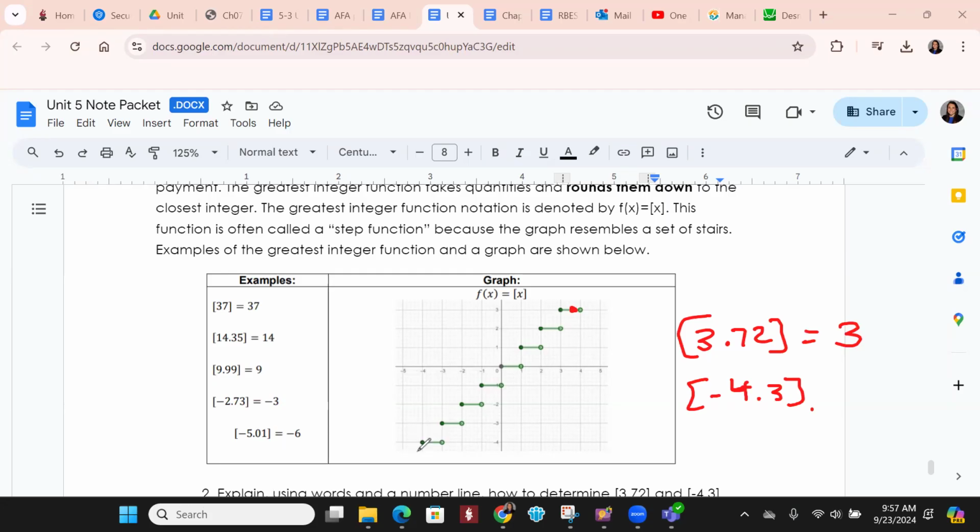And negative 4.3 should be down. It should be negative 5.